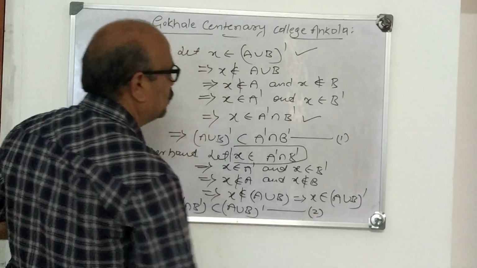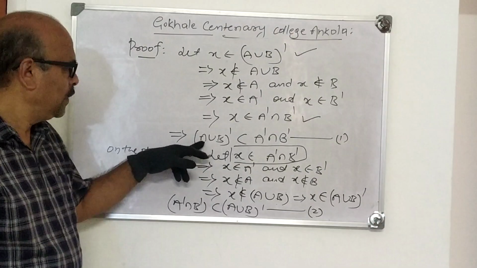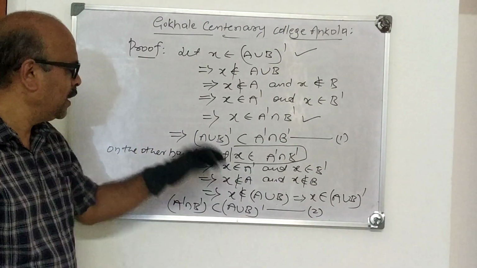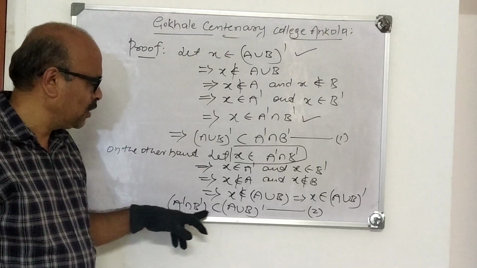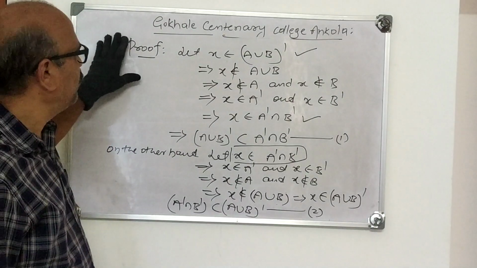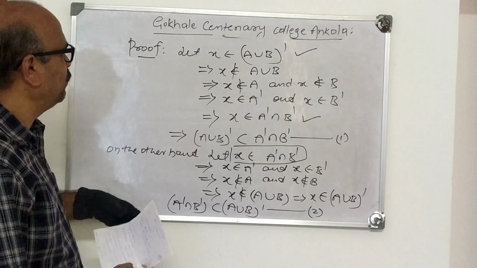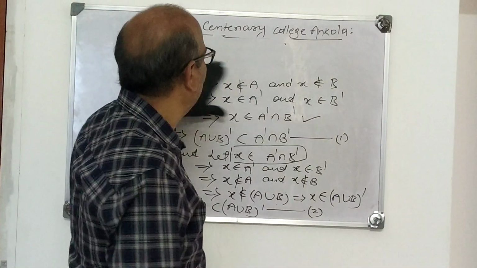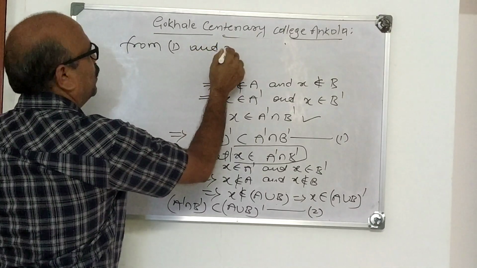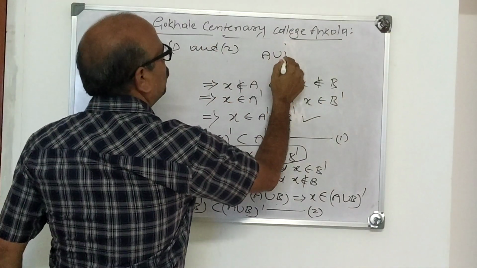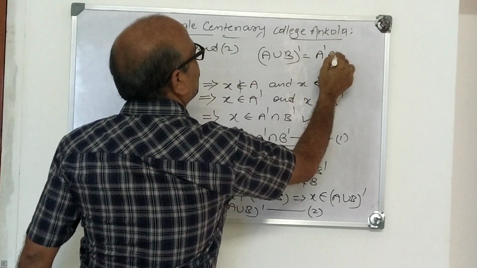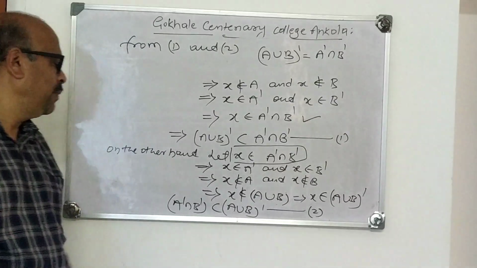Take this as 2. Say what is 1? (A union B) complement is contained in A complement intersection B complement. In 2, A complement intersection B complement is contained in (A union B) complement. From 1 and 2, we have the equality. From 1 and 2, (A union B) complement is equal to A complement intersection B complement.